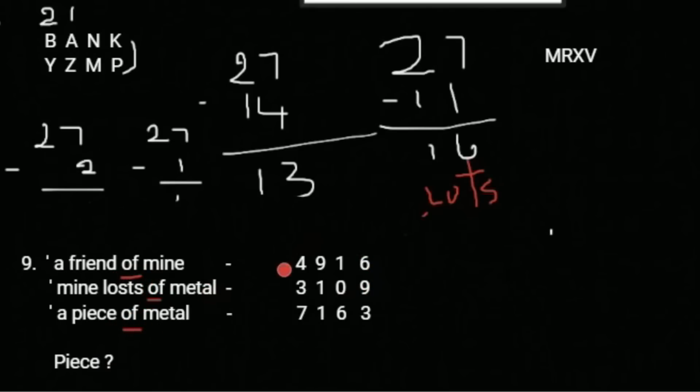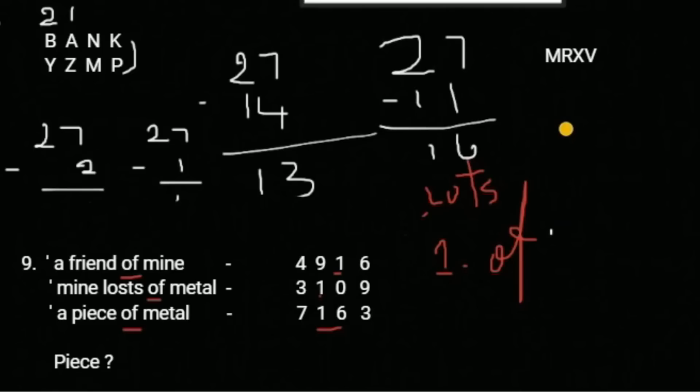Now which number is common in all these 3 numbers? 4916, 3109, 7116? 1, sir. Right. So shall we take 1 for off? Yes, sir. Right. So one number is given for off. Good. Now let me use one more color pen.